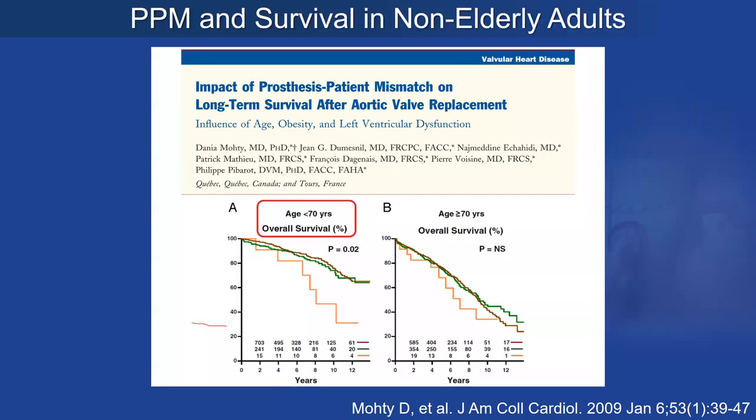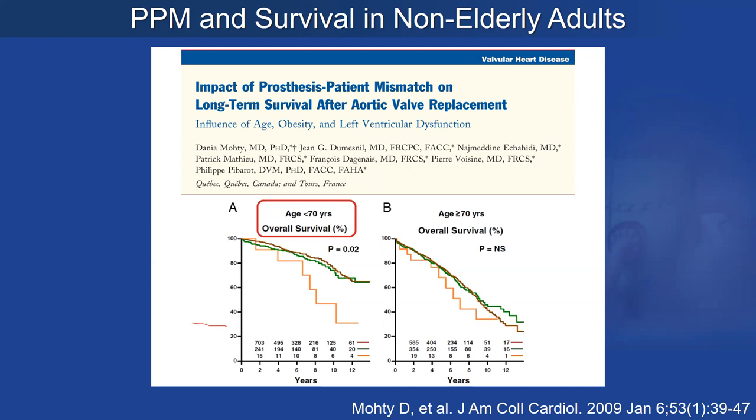Mismatch is perhaps not that important in older patients, but in younger patients, it has a direct impact on overall survival. And it also has a direct impact on durability of the tissue valve. And it even has a direct impact on the 1 year survival for valve in valve after a degenerated tissue valve in that position. So it really is something that we need to pay more careful attention to.